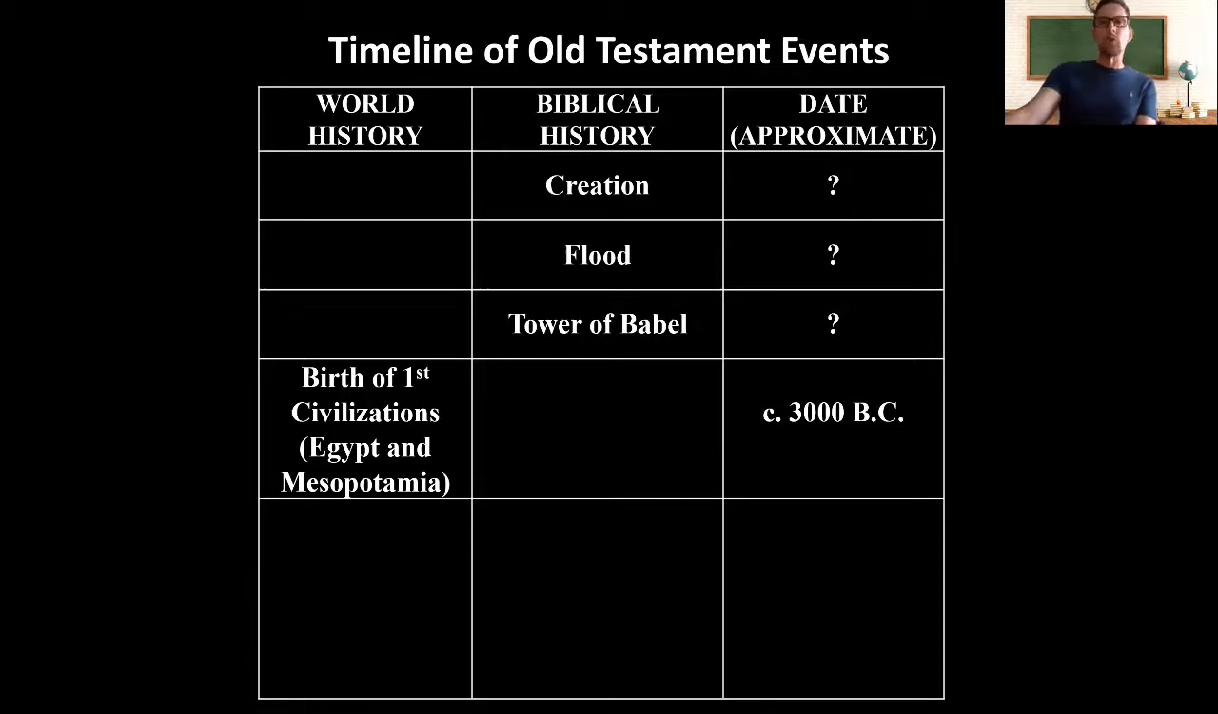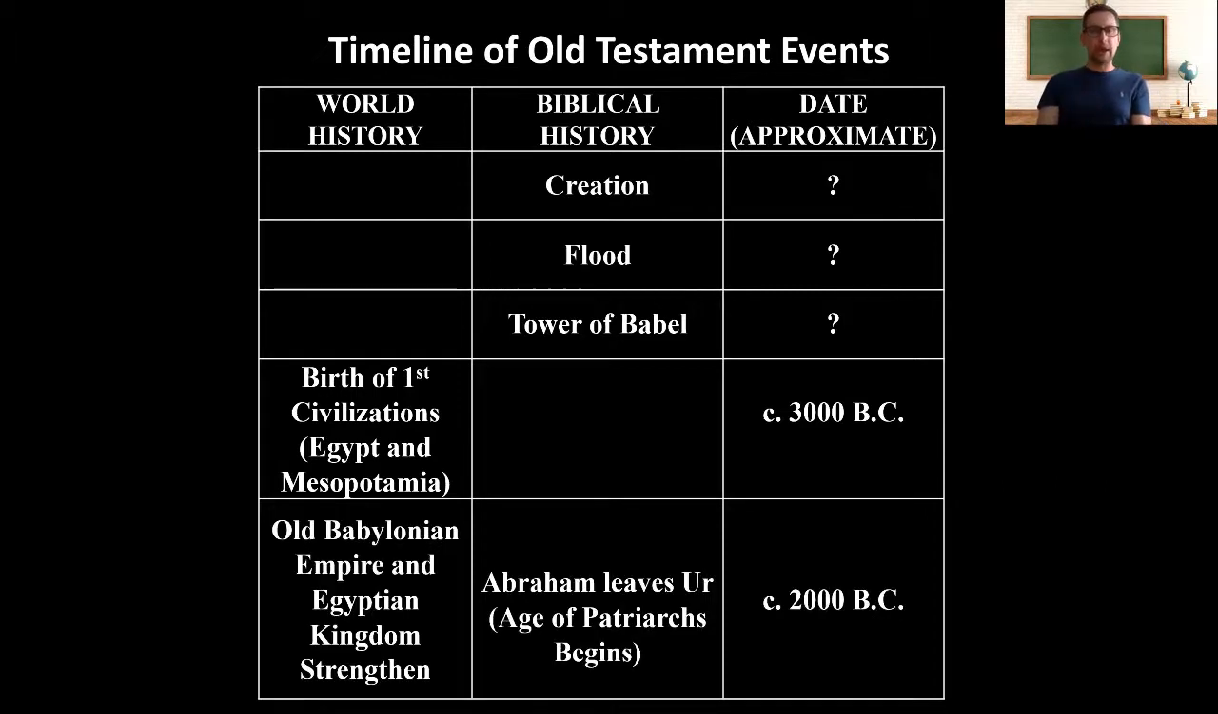Okay, so the Old Babylonian Empire, and then there's the Egyptian kingdoms, which strengthen. And it's during that time, somewhere in there, where Abraham, in the book of Genesis again, leaves the land of Ur. And so the era or the age of the patriarchs, and that refers to the fathers of the nation of Israel, takes place around the year 2000 BC.